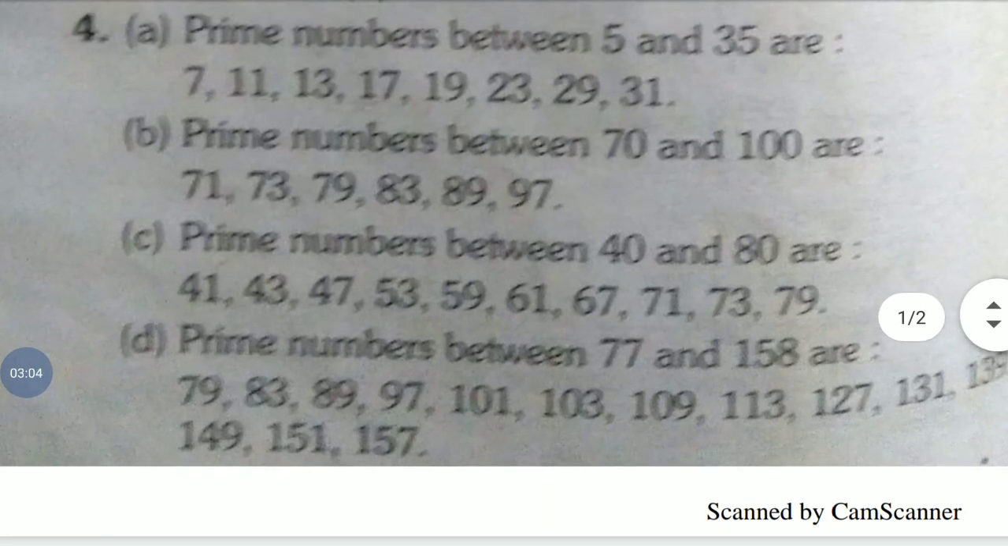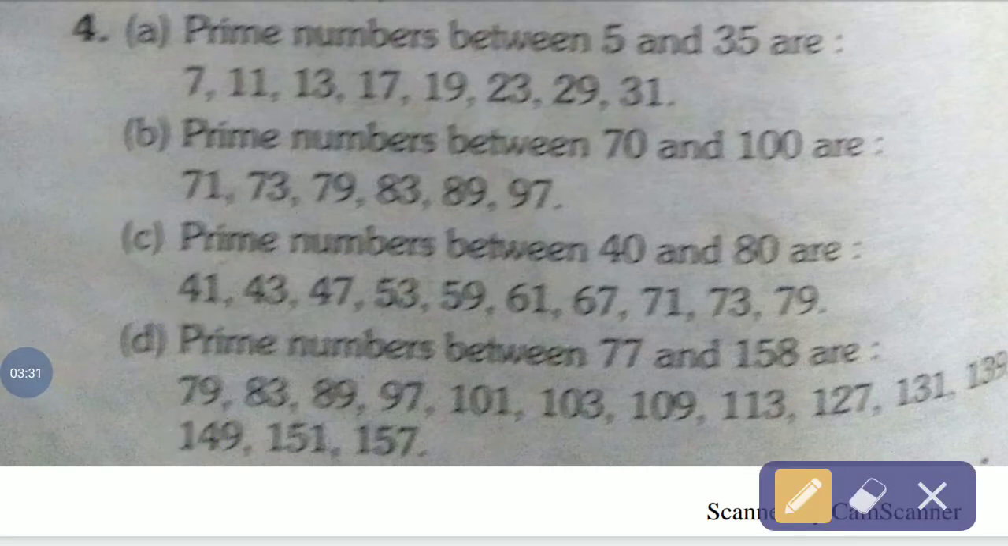Now for the fourth example, write all prime numbers between 5 and 35. You have to write the prime numbers between 5 and 35. So numbers which are not divisible by another number, it has only 2 factors, 1 and the number itself. They are called the prime numbers. So 7, we have to write from 5 to 35. So 7 doesn't have any factors except 7 and 1. So it is a prime number.